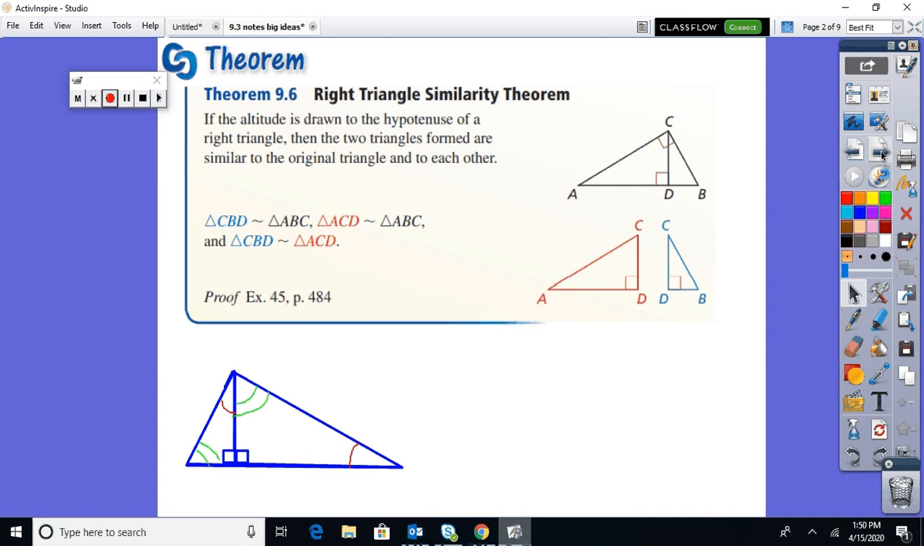Theorem 9.6, right triangle similarity theorem. All right, now check out how cool this is. If the altitude is drawn to the hypotenuse of a right triangle, then the two triangles formed are similar to the original and to each other. So here we go. We start out with a big right triangle, and this first sentence says, if the altitude is drawn to the hypotenuse, so that is this altitude right here. If you draw that in, you create two little right triangles that are similar to each other and to the big one you started with.